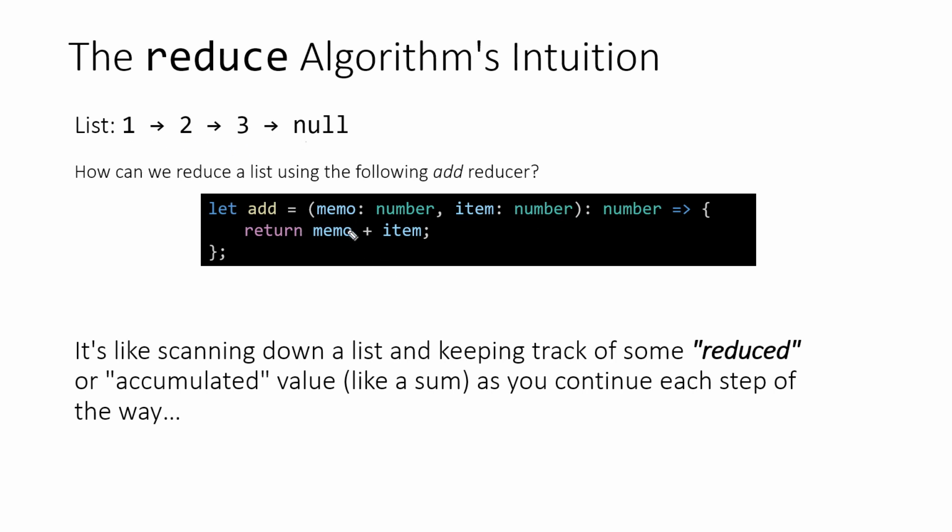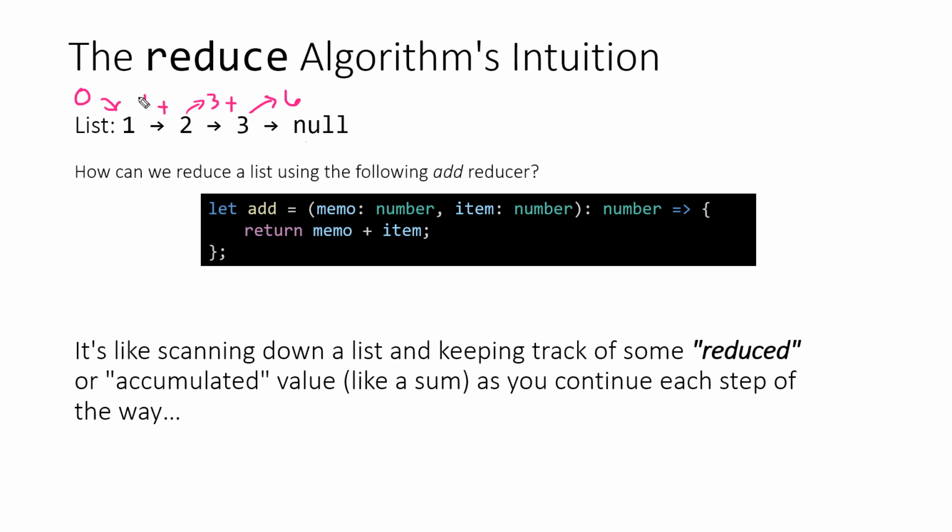Now, this is a very simple function. It's just adding these two values together. Right? And so what we're going to do is effectively reduce is going to say, okay, if our initial memo is 0, 0 plus 1 is going to be 1. And then we're going to say 1 plus 2, that's going to be 3. And then 3 plus 3, that's going to be 6, right?